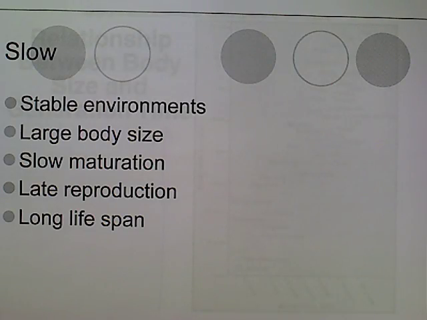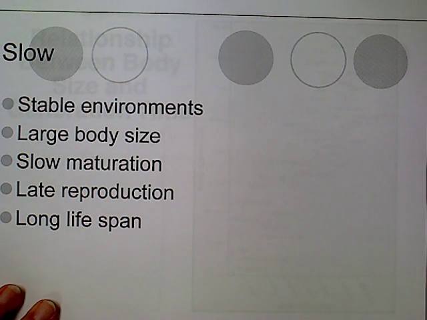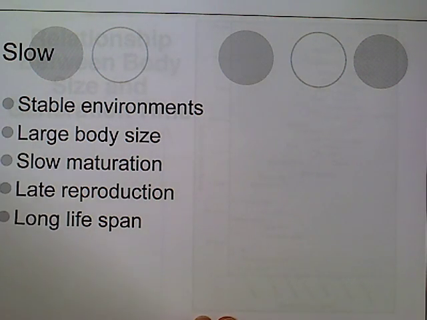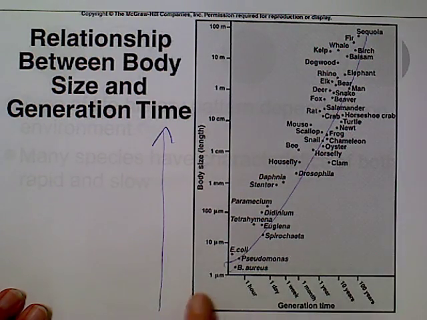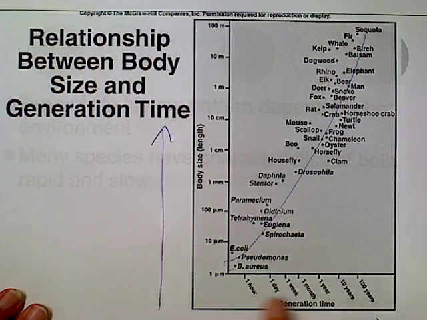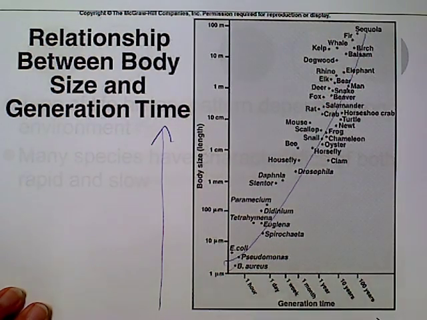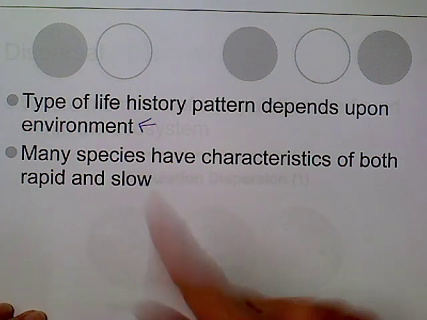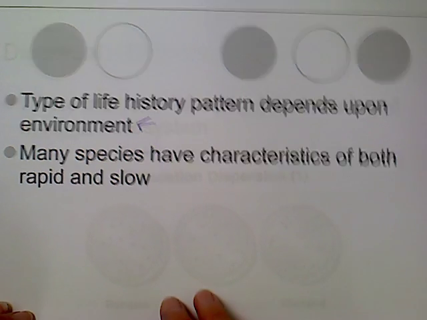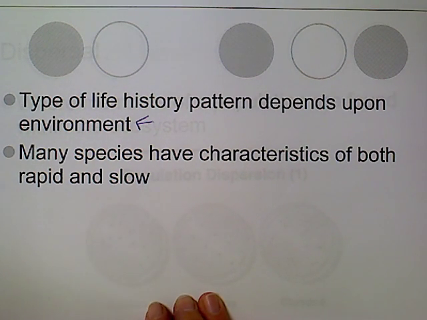Now, in environments that are stable, we usually have a slow life history pattern. These organisms usually have a larger body size. They mature slowly, reproduce later in life, and have a long lifespan. Here's a great example of how as these organisms get larger, they live longer. And it has different examples of all kinds of different ones in here. The type of life history pattern depends on the environment that the organism lives in, whether it's stable, unpredictable, or changes a lot. And many species have characteristics of both rapid and slow, which makes a lot of sense so that they can survive.